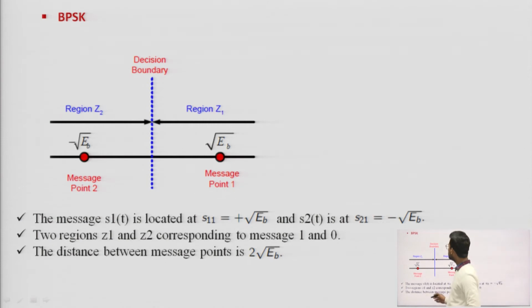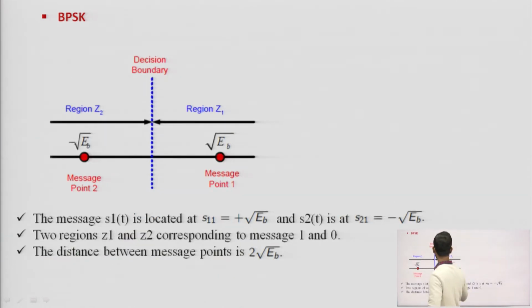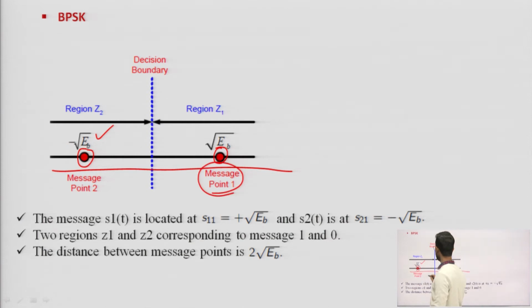Now we can see the signal space diagram. We have only one decision line. You can see a one dimensional signal space having two message points, that is minus root Eb and plus root Eb. This is message point 1, this is message point 2, and this is the decision boundary.